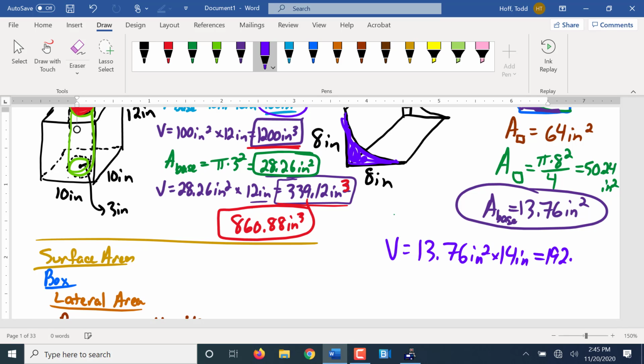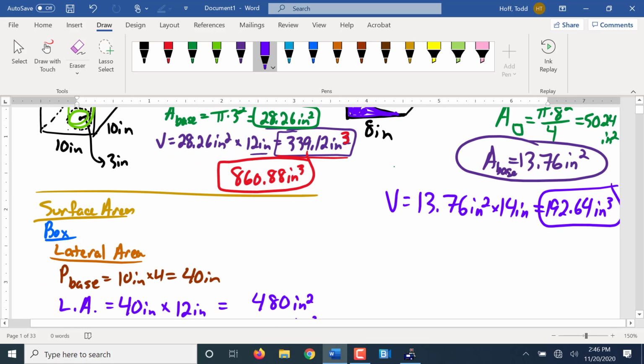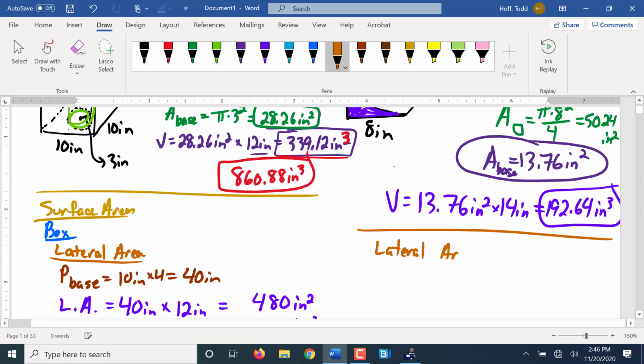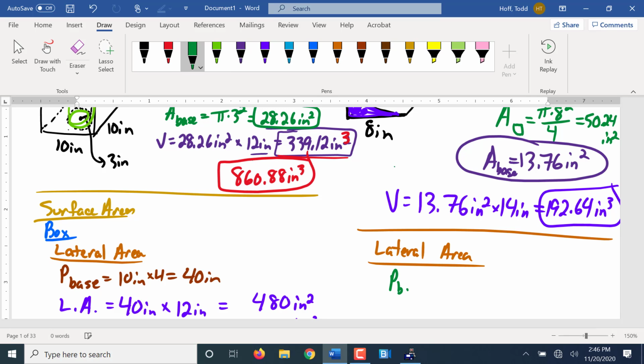$192.64 inches cubed. So once you can find the area of that base, it's not that bad to do the volume. This is one where the surface area is not that bad either. We have to find the lateral area, which requires us to find the perimeter of the base.